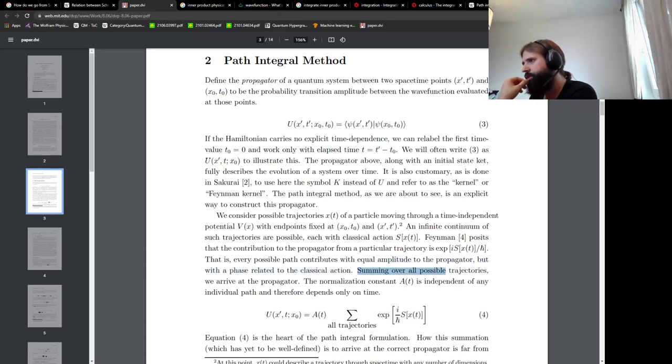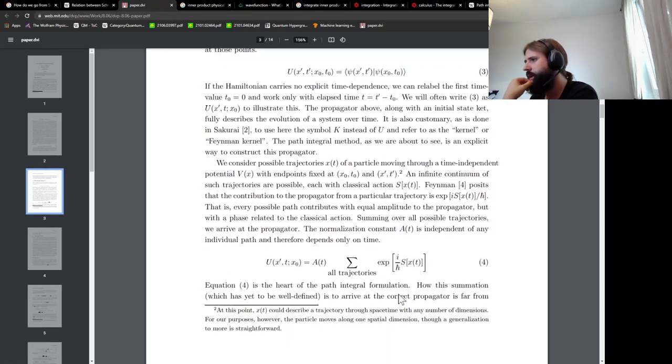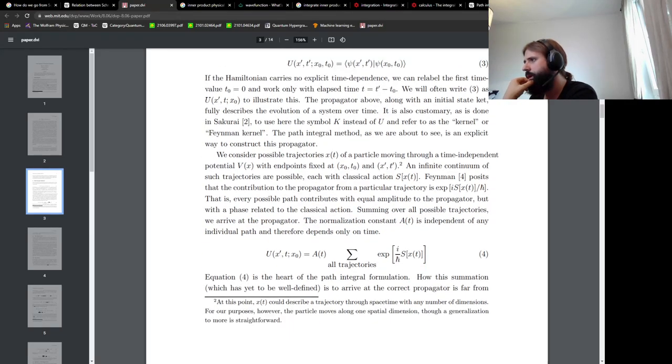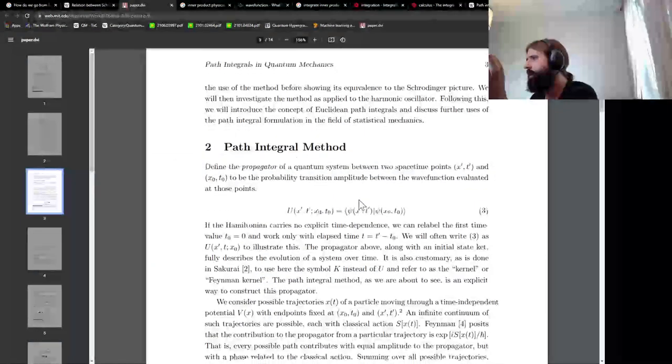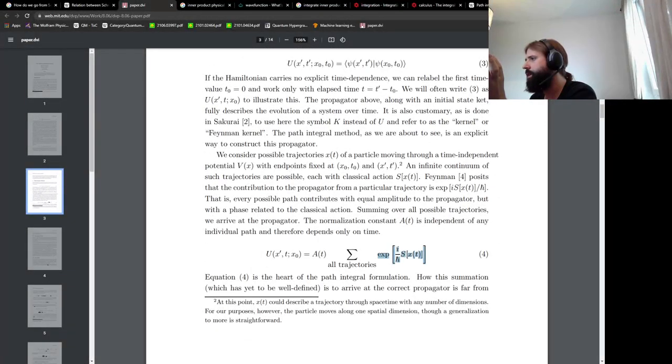Summing over all possible trajectories, we arrive at the propagator. The renormalization constant is independent of any individual path, and therefore depends only on time. Okay, so this is where we move to these exponential things here. And we don't understand again what the action is. I dug into this before, so the action is what your system will naturally try to minimize, right? Something like that.